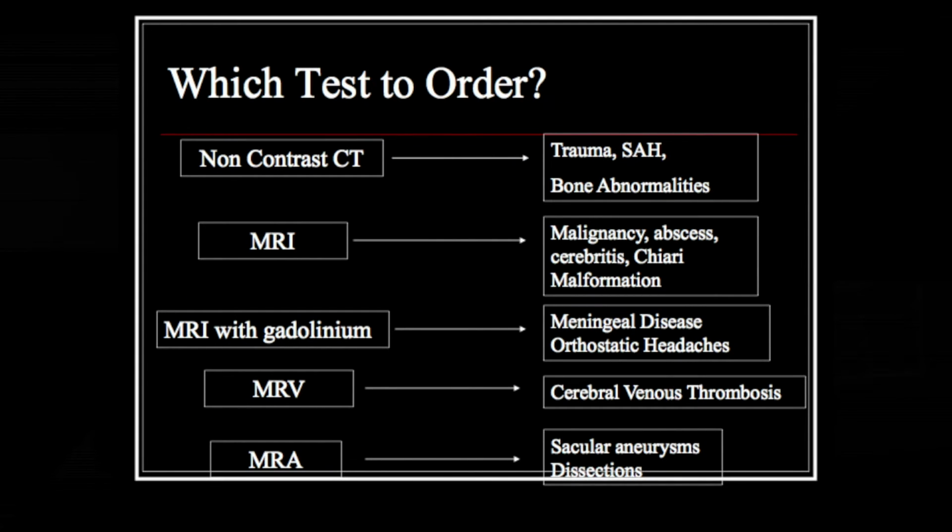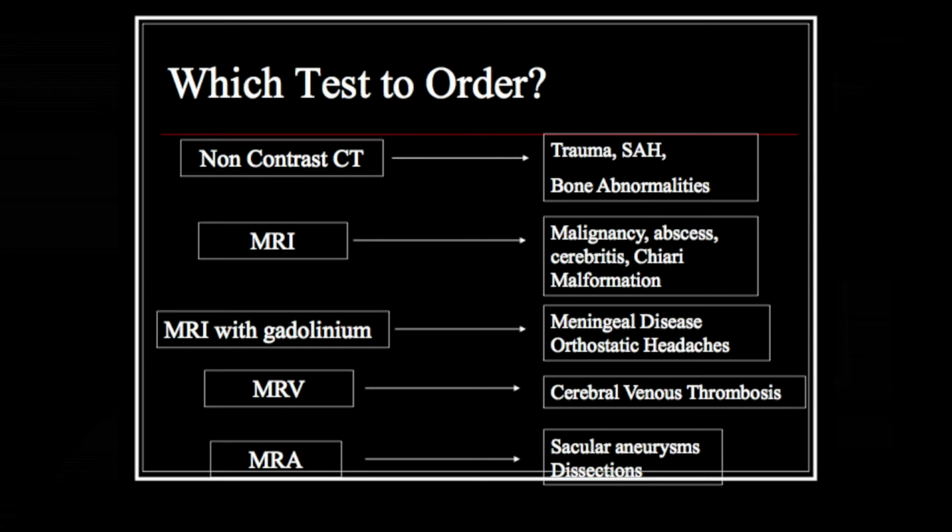Now when you ask yourself what test to order, there's a variety of different tests that one could potentially get, and it really depends upon what you're concerned about. So if there's trauma, or if you're in the hospital for a thunderclap headache, particularly in an ER type setting, where you suspect subarachnoid hemorrhage, or if you're worried about an osteomyelitis, then the appropriate test would be a non-contrast CAT scan. On the other hand, for most other situations, an MRI is the test of choice. So if you're worried about malignancy, a brain abscess, a cerebritis, or Chiari malformations, an MRI is indicated.